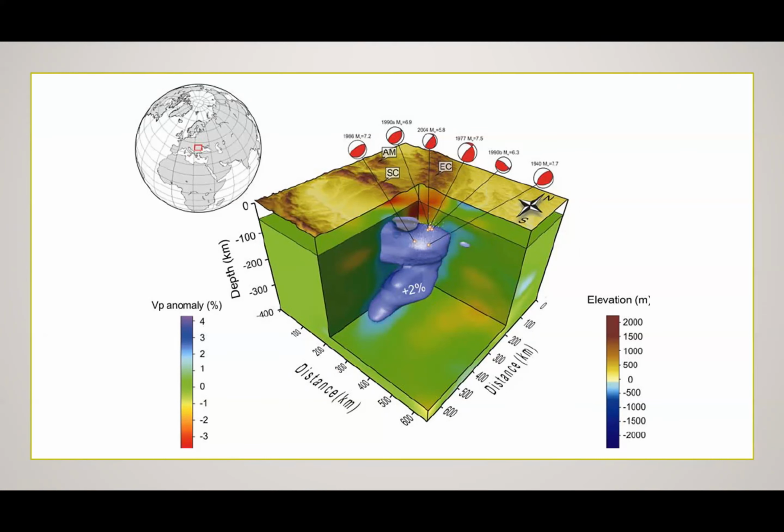Larger scale features that can be imaged with tomography include the high velocity beneath continental shields and low velocity under ocean spreading centers.